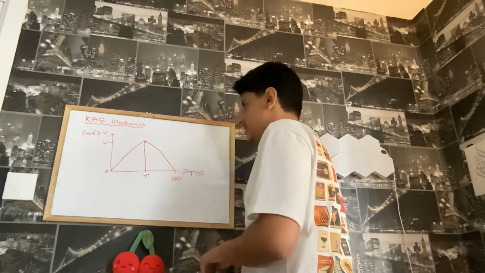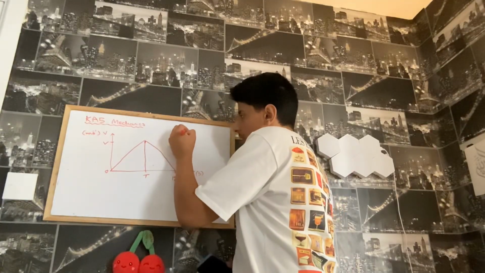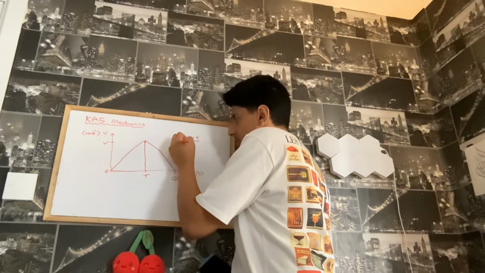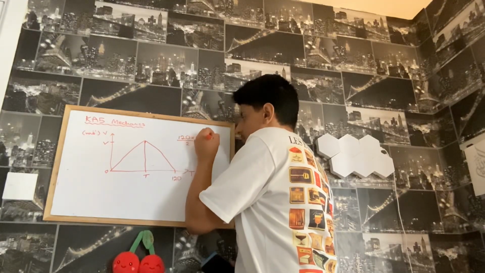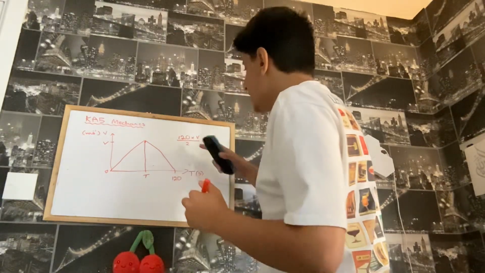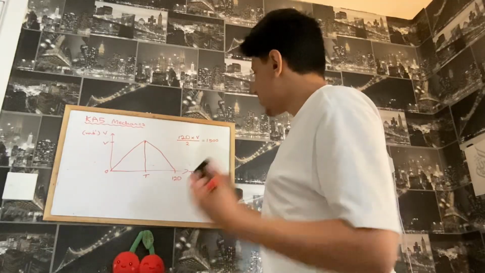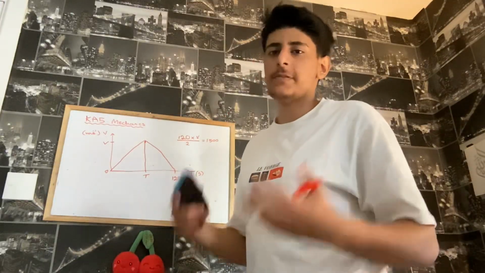We know our base is 120. We know our height is V. And we know that it's all divided by 2 and it's equal to 1,500. Okay? So we make V the subject of our formula, aka solve for V.